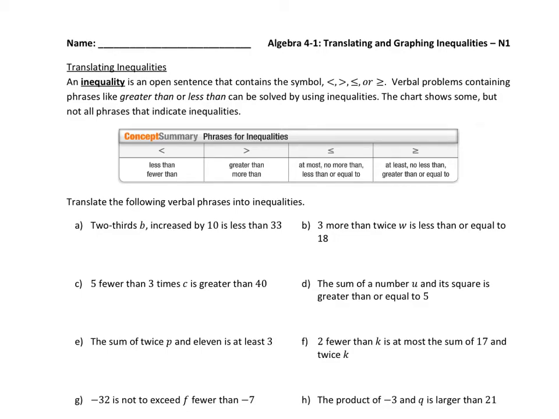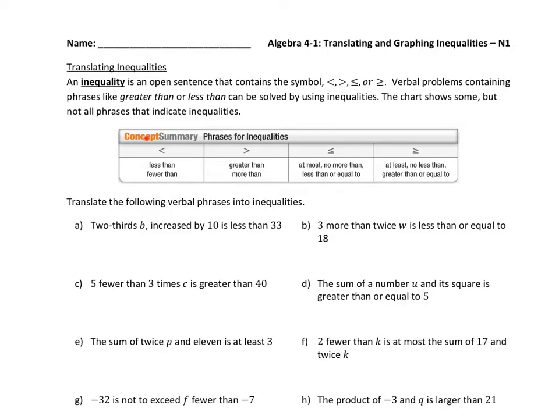Algebra Unit 4, Lesson 1, N1, Translating and Graphing Inequalities. An inequality is an open sentence that contains the symbol less than, greater than, less than or equal to, or greater than or equal to. Verbal problems containing phrases like greater than or less than can be solved by using inequalities. The chart shows some, but not all, phrases that indicate inequalities.